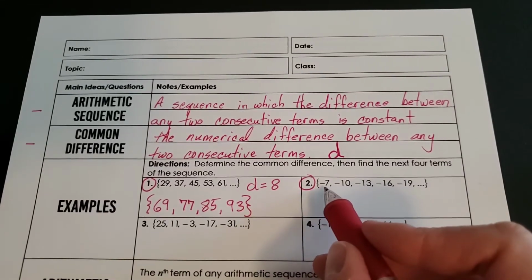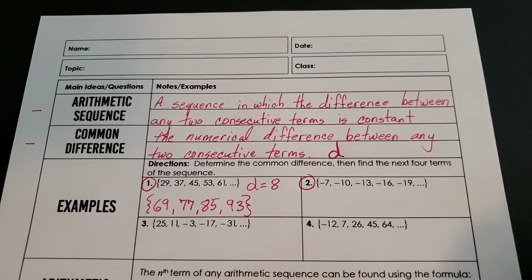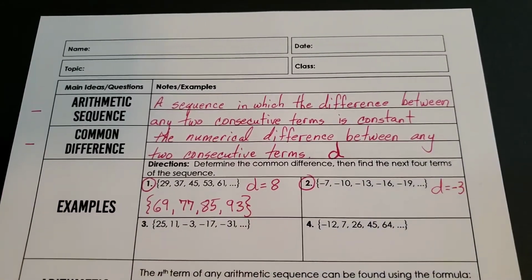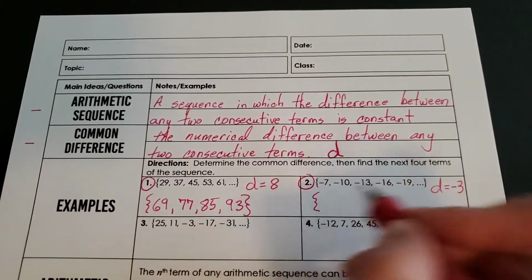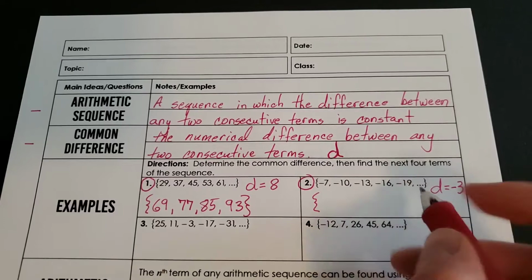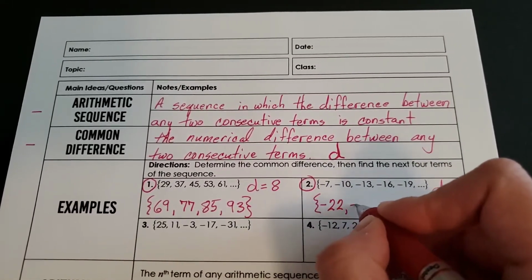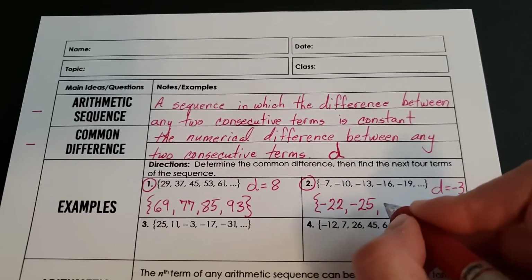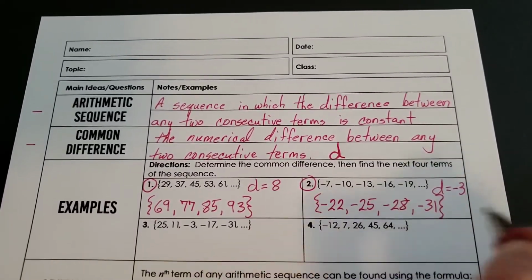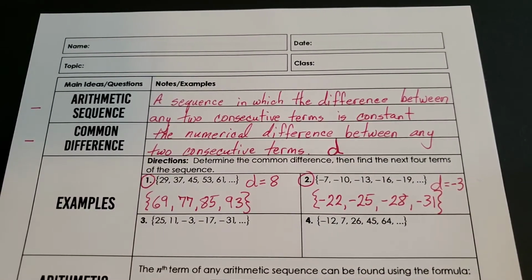Look at example 2. Are we adding or subtracting a constant amount? We certainly are. We're subtracting 3. So that D value will be -3, and I can look for the next 4 terms by adding -3 or subtracting 3, and we'll get -22, subtract 3, -25, -28, -31. So that's how we would extend arithmetic sequences.